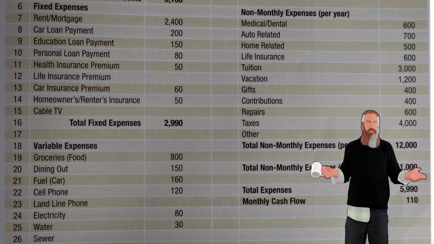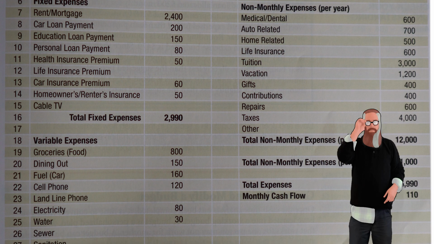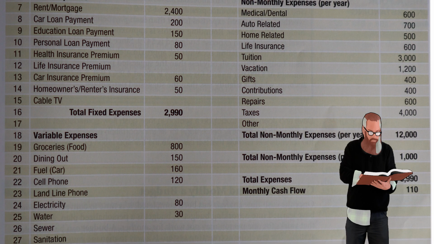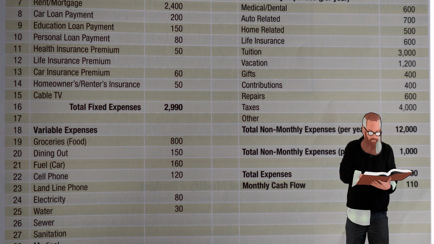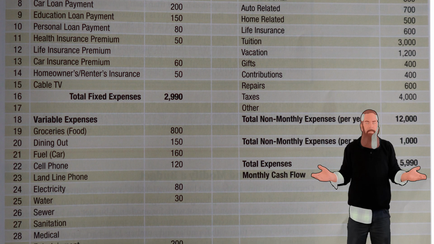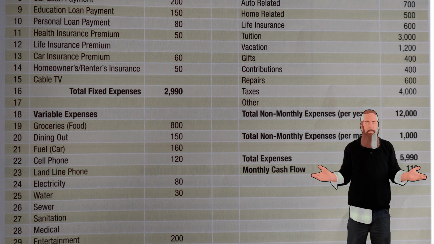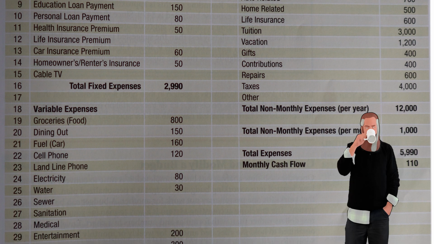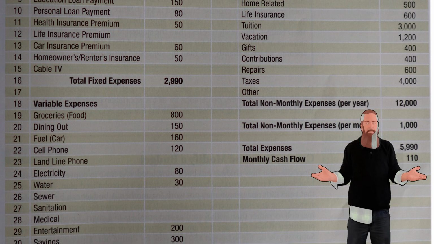Fixed and variable expenses are monthly bills. Notice that Dave and Joan left some of those cells empty. They have only cell phones and they do not pay any fees for sewer usage. Their life insurance, sanitation, and medical dental expenses are not billed monthly, so those expenses are accounted for in another category.